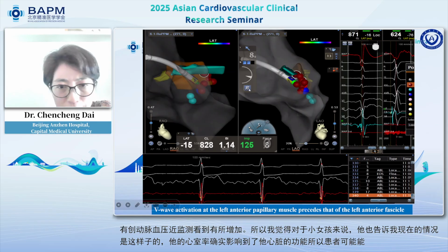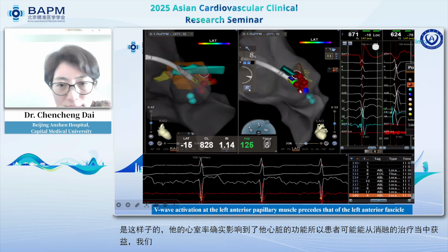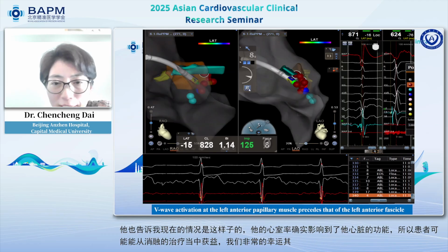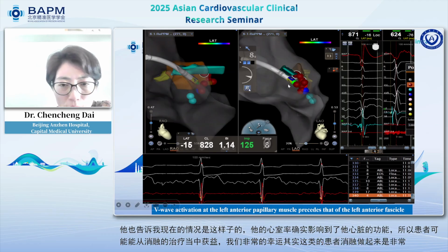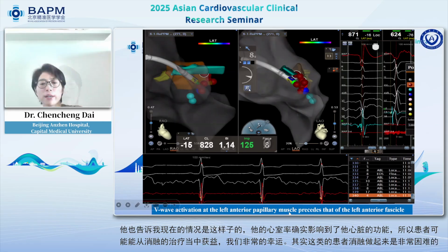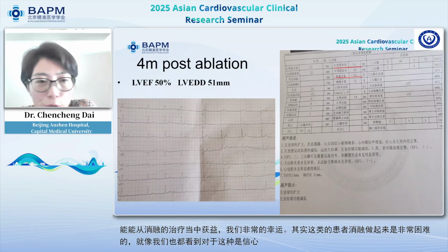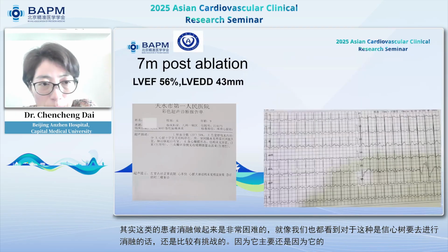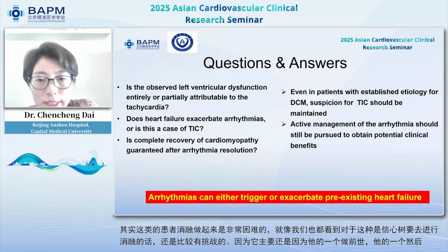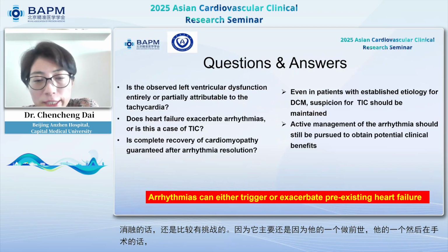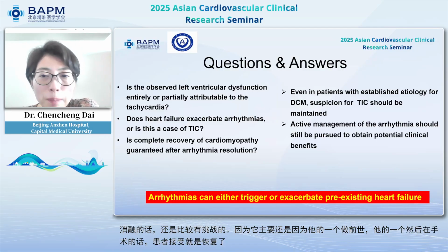We were very lucky, as it is a hard thing to ablate this kind of ventricular tachycardia. It originated from the left anterior papillary muscle. After successful ablation, the girl got normal left ventricle size and systolic function about half a year later. So this girl is also cured by ablation.